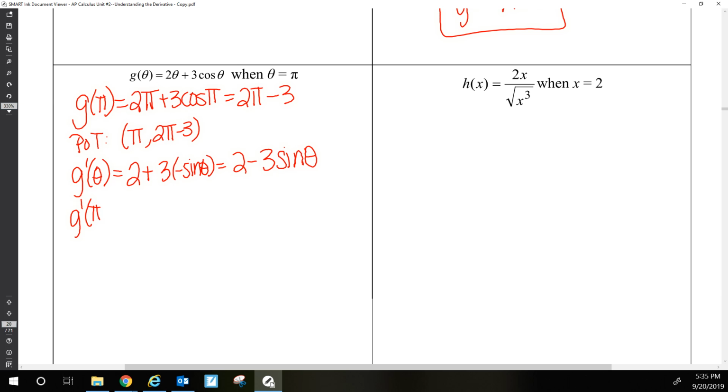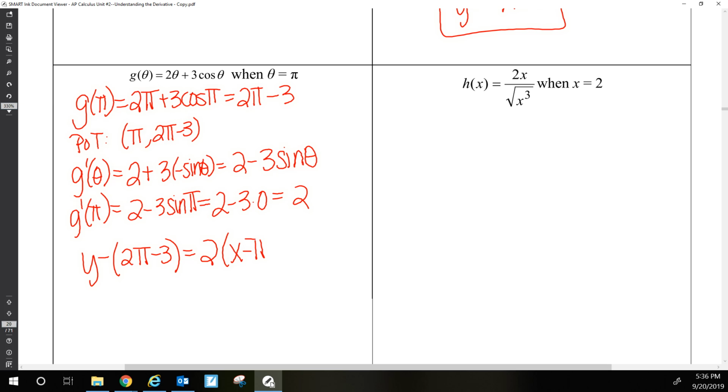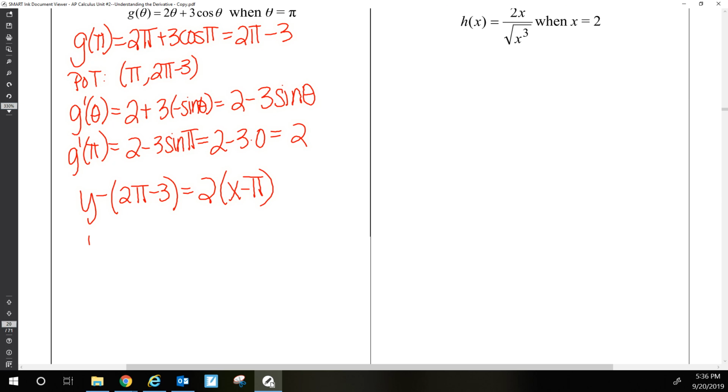Now we want to find the derivative at pi to find our slope at pi. That would be 2 minus 3 sine of pi. What is our y value at pi? 0. So this is 2 minus 3 times 0, which is 2. So I've got y minus 2 pi minus 3 is equal to 2 times x minus pi. So this is y minus 2 pi, minus and minus becomes +3, 2x minus 2 pi.